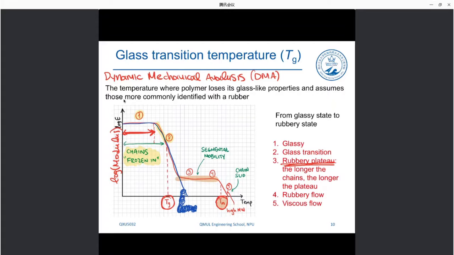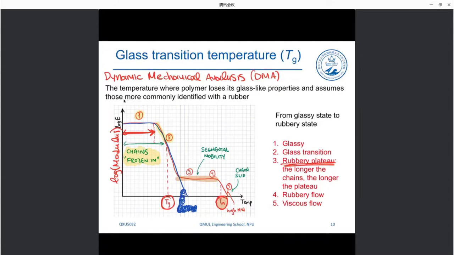It is a very useful and very important graph, because it provides us with a number of significant pieces of information regarding the transition temperatures, the modulus of our material, and essentially what happens in terms of polymer physics in a polymer when we heat it up, okay?